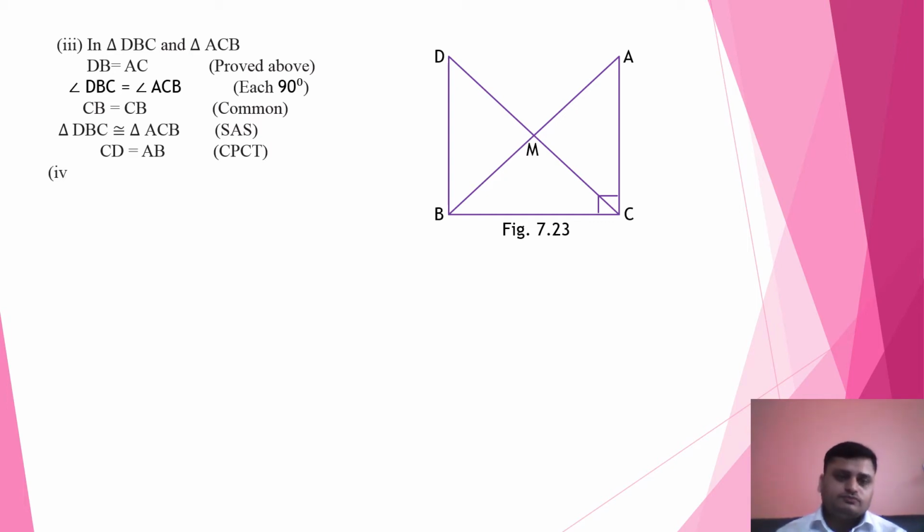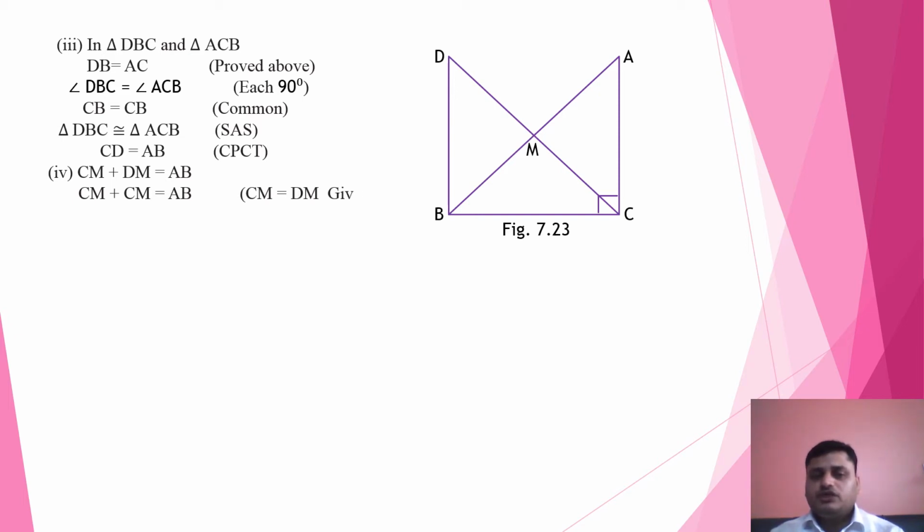Now, to prove the fourth part, CM plus DM is equal to AB, because CD can be split into CM plus DM, and CM and DM are both equal. So CM plus CM is equal to AB. We replace DM by CM, because it is given that CM is equal to DM. So how many CM? 2 CM is equal to AB, or CM is equal to half of AB. So in this way we prove this question. I hope the solution of this question was clear. Now we will go for the next part.